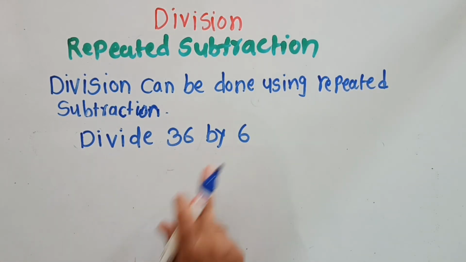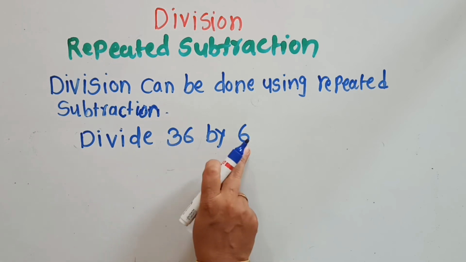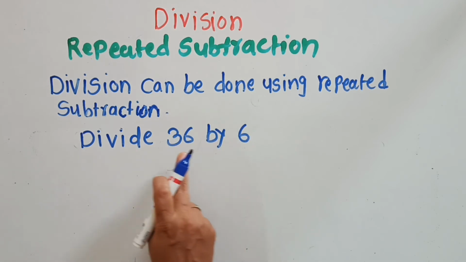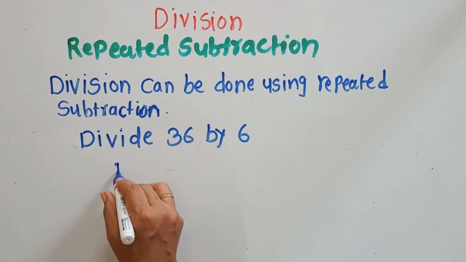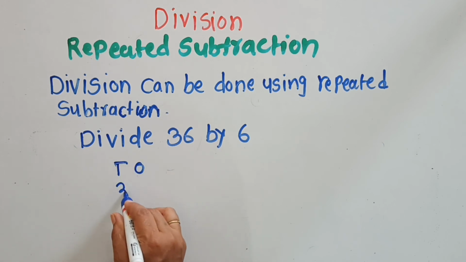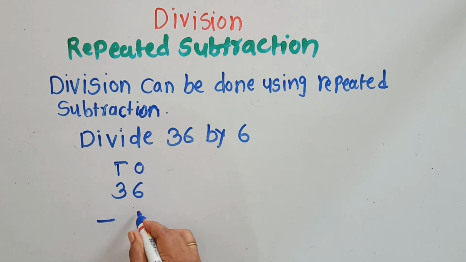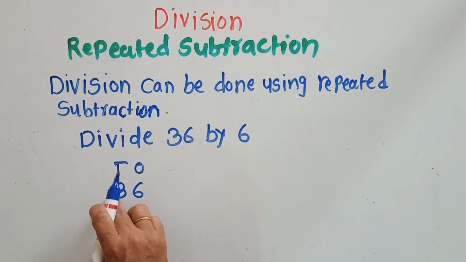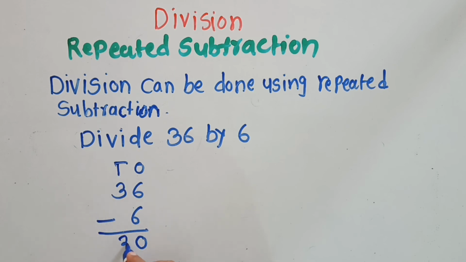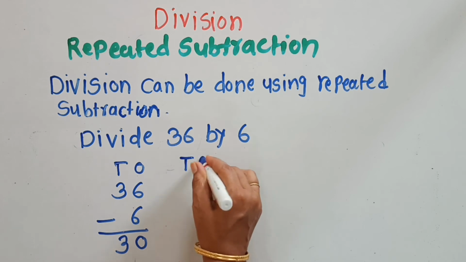Divide 36 by 6. Now tell me what to do here, children. First we have to subtract this 6 from 36. First step. Okay. Tens, ones. Write here 36 minus 6. Yes. 6 minus 6, 0. 3 minus nothing means 3. 30. Now take this 30 again here.